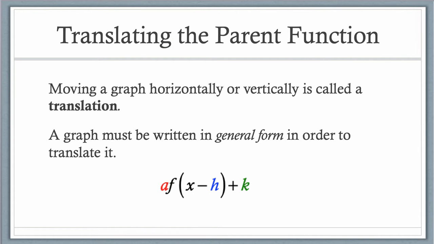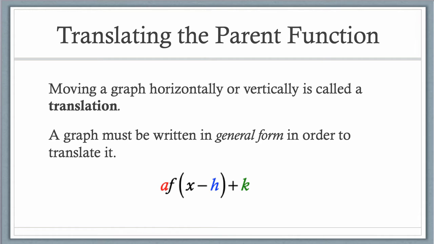Translating a graph means that I'm going to be moving my graph horizontally or vertically. When I move a graph horizontally or vertically, it's called a translation. That means that every point on the parent graph is going to be moved either to the left, to the right, up, or down.